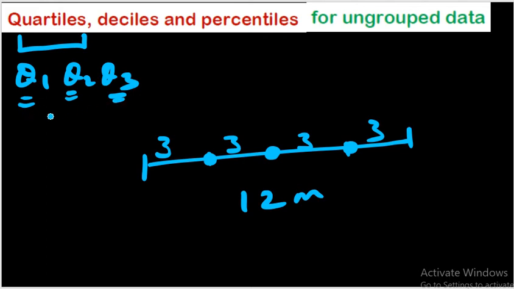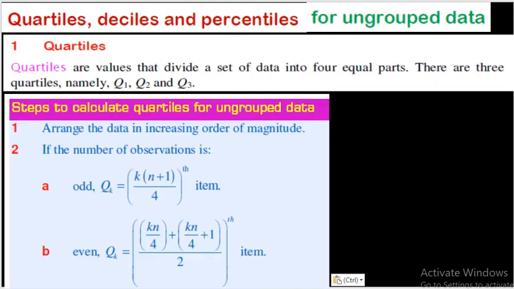But how to find each of them? When you are finding the first quartile, second quartile and third quartile, let us see the formulas. Deciles and percentiles are found in the same manner, with the same process. Let us start with quartiles. Quartiles are values that divide a set of data into 4 equal parts. There are 3 quartiles, namely Q1, Q2 and Q3.